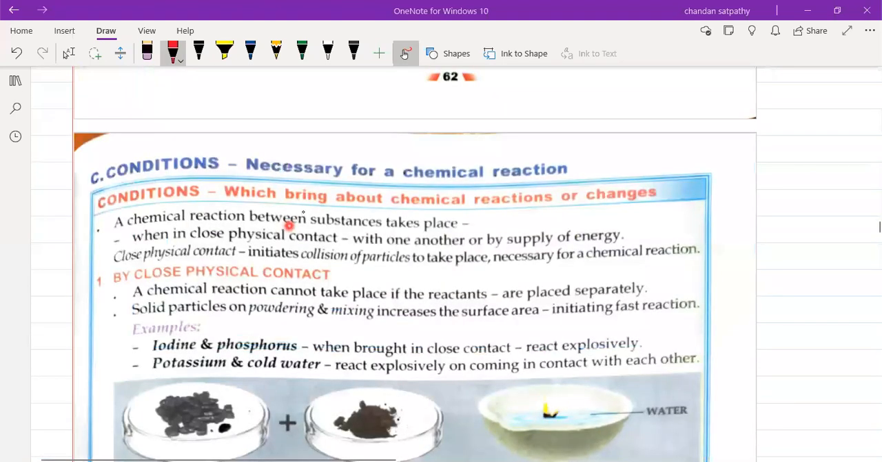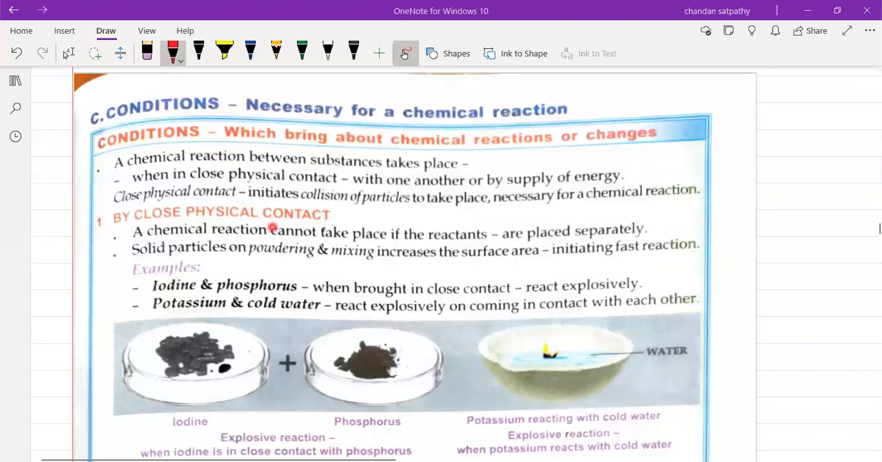Next, we'll see how a reaction can start. For starting a reaction, some conditions are required. So what are the conditions? The first condition is close physical contact. Some reactions will start when the reactants are kept together.